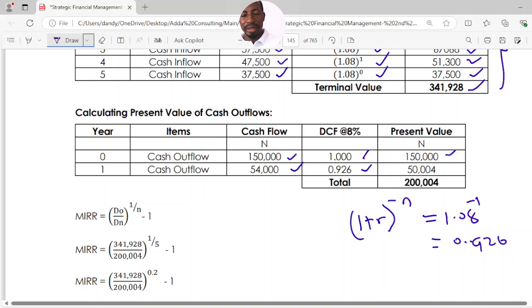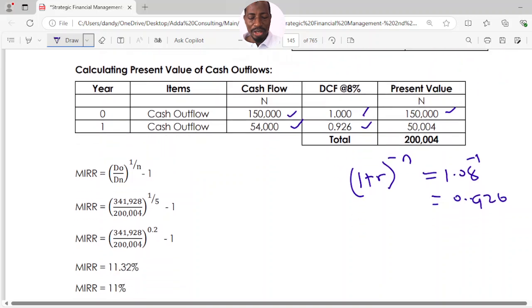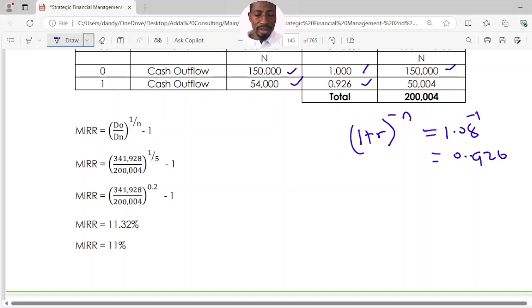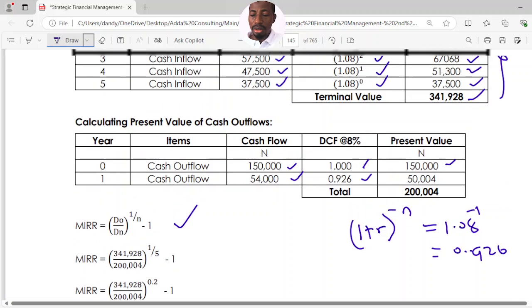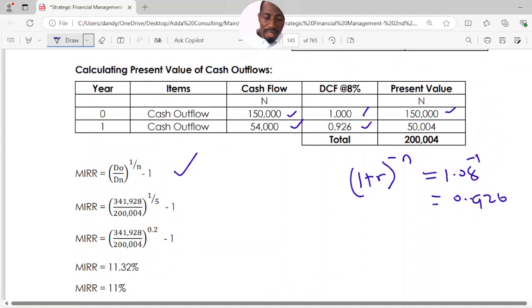Now I've calculated the terminal value for positive cash flow. I've also calculated the present value of cash outflow. The third step is for me to calculate the modified internal rate of return, because I'm using terminal value. Like I advised you, if you don't know how to use the second function in your calculator, always use this particular formula. DO is the terminal value, and the terminal value we got was 341,928. The PV of the negative cash flow is 200,004. So that's the 200,004 you are seeing there.